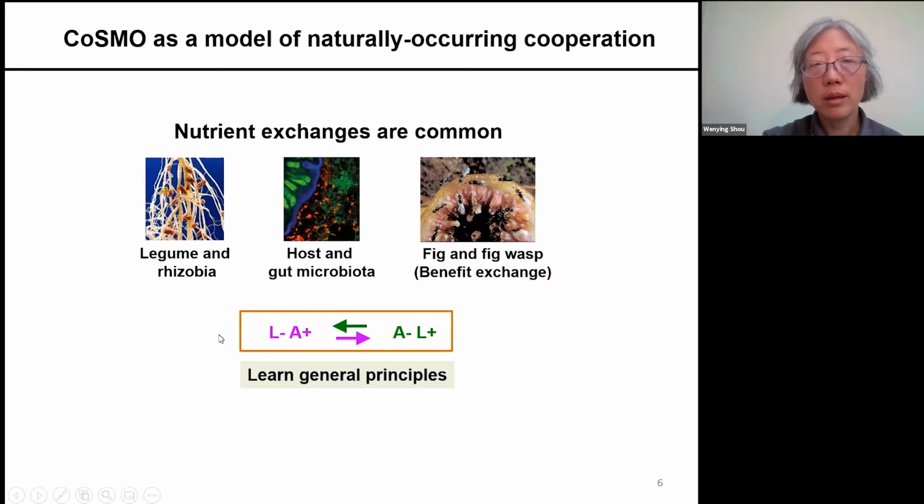By capturing a feature that is common to all these systems, in which a partner had to pay a cost to supply the other partner with a benefit, so the exchange of costly benefit. Because Cosmo captures this common feature, it will allow us to learn principles that are general to all of these. Over the past years, we have indeed learned general principles, and I will share two vignettes with you.